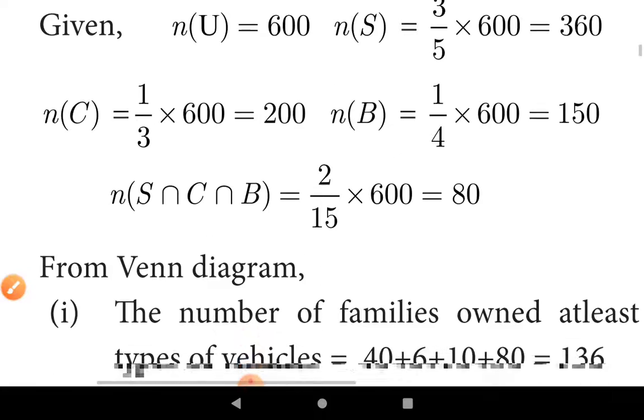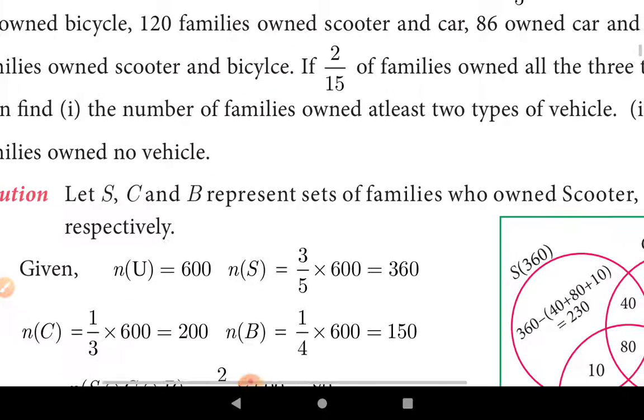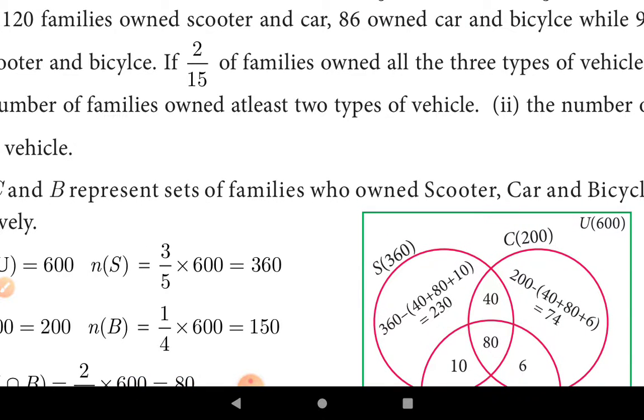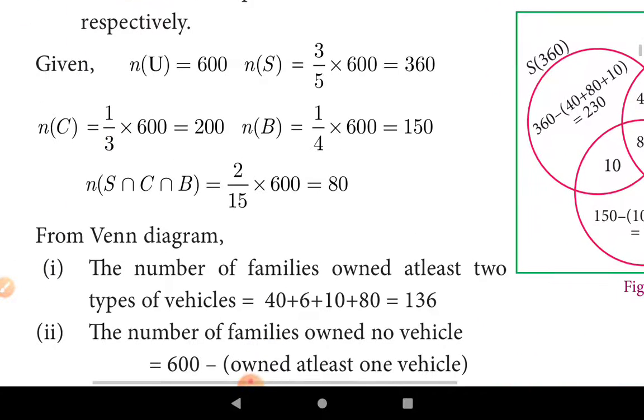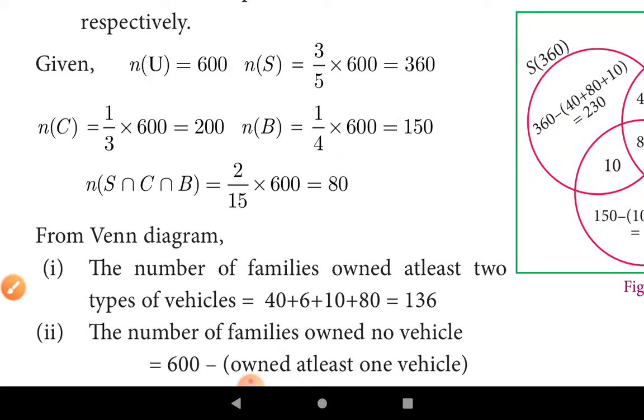Now, what is the number of S intersection C intersection B? You see, 2 by 15 of families owned all types of vehicles. So all three are used by 2 by 15 of families, and that is what we say is the number of S intersection C intersection B. Now how do you find this? 15 fours are 60, so 40 into 2 is 80. I hope you understood how we got the numbers.